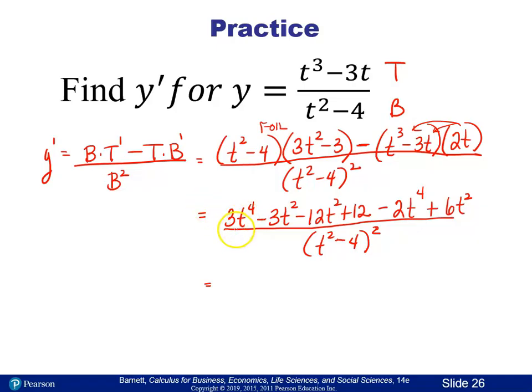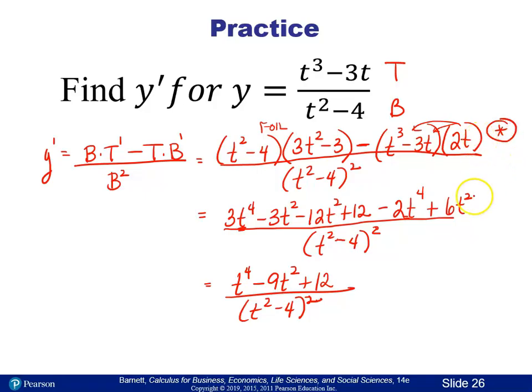Okay, if we try to simplify this a little bit, in the numerator we've got some like terms, the t to the 4th. We'll be left with 1t to the 4th, and then these will be negative 15t squared plus 6 will give me a negative 9t squared, and then I have the plus 12, and all of that is over t squared minus 4 squared. Okay, so again, to get full credit for the derivative, you just need to be here. If you want to try for the bonus point, then you're going to need to be able to simplify it.